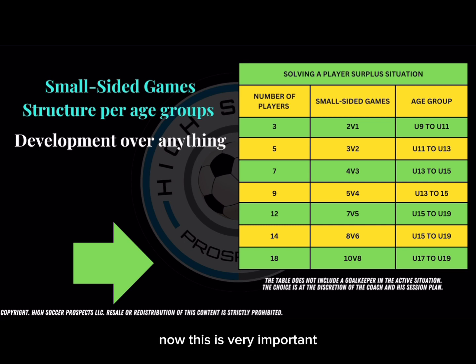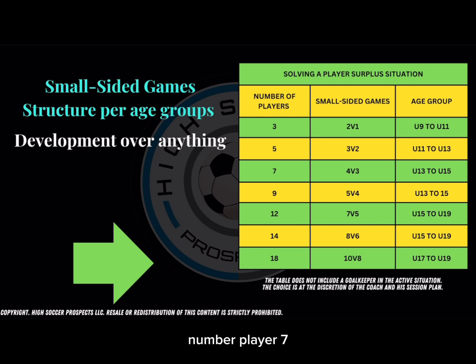Now this is very important. That's a 2-year span, technically 3, because you can see the next one transitions: 5 players, small-sided games of 3v2, U11 to U13. So U9 and U10, and it continues into U11, so it's technically up to 3 age groups. And what we want to do is master these small-sided situations. And you can see it continues all the way through.